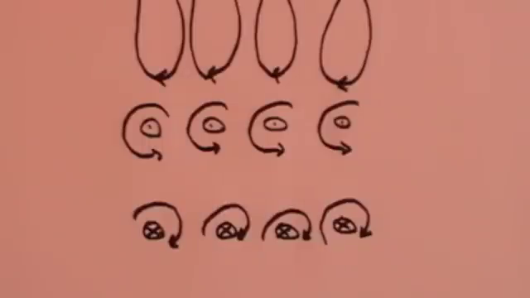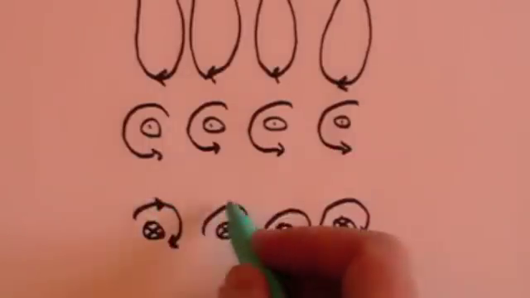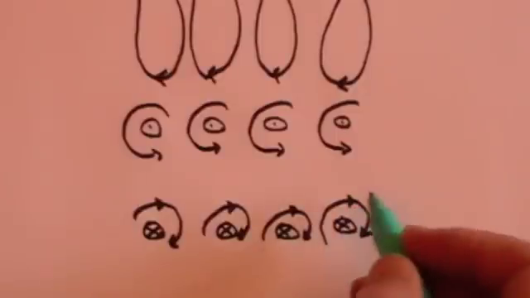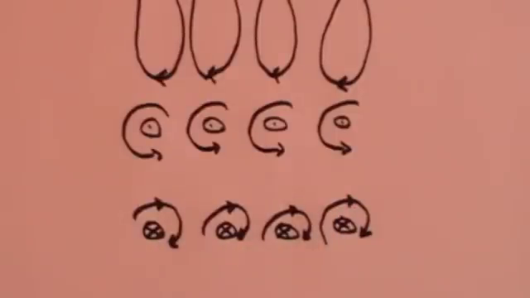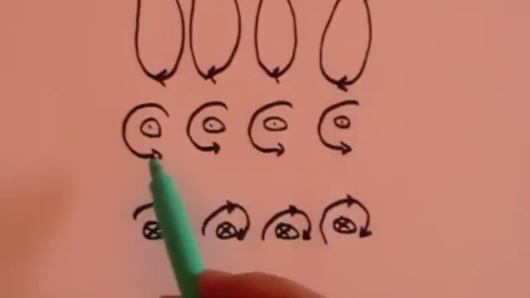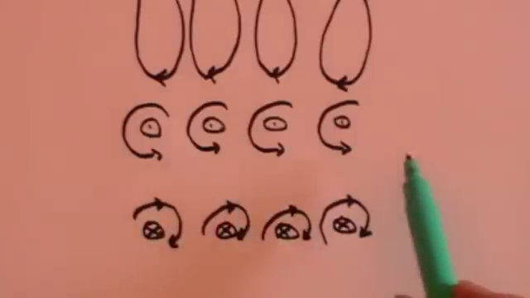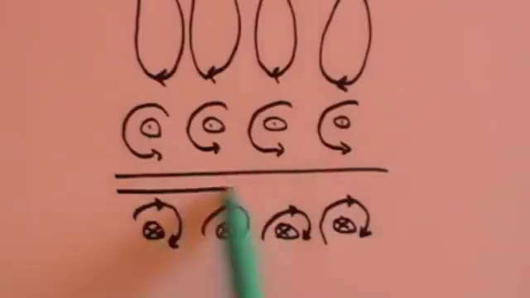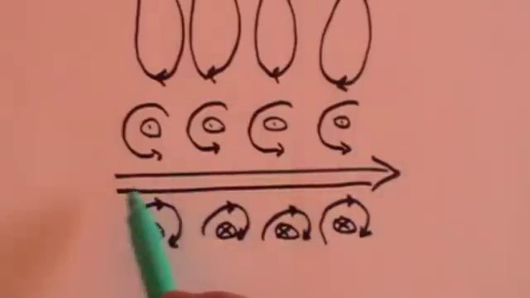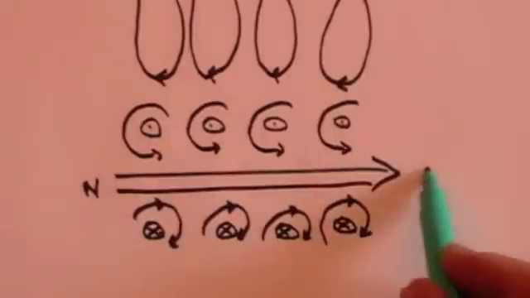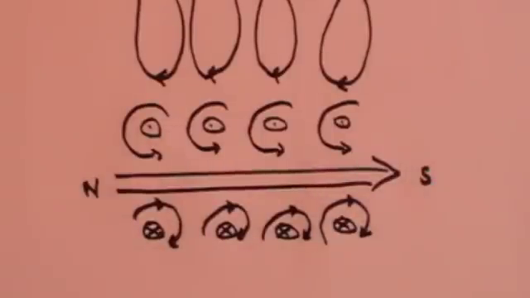And now you can see what's happening. This field here is going in a clockwise direction here, but an anti-clockwise direction here. The field here inside is going to the right. The field here inside is going to the right. We've got a constant field. And of course, it goes from north to south. So this is a north-south arrangement.